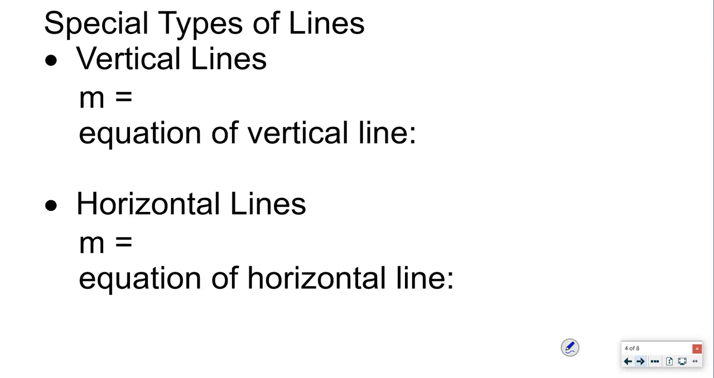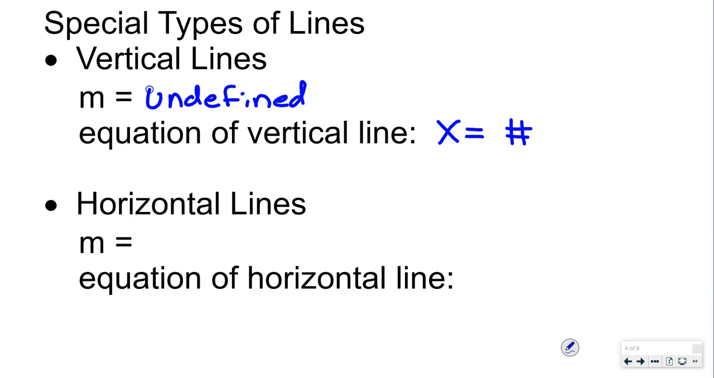Let's also look at the special types of lines, our vertical lines and horizontal lines. If it's a vertical line, remember the slope is going to be undefined, meaning that our run, our difference of x's, would be 0. So we can't divide by 0, so vertical lines are always undefined. Now the equation of a vertical line is going to be x equals some number.